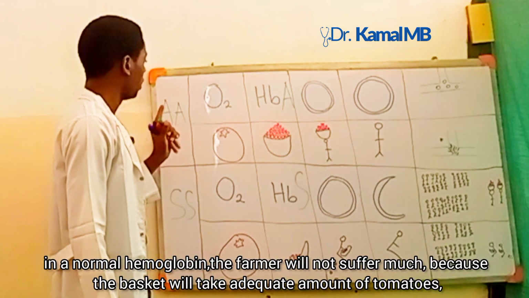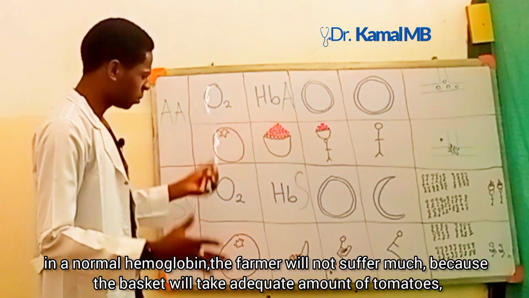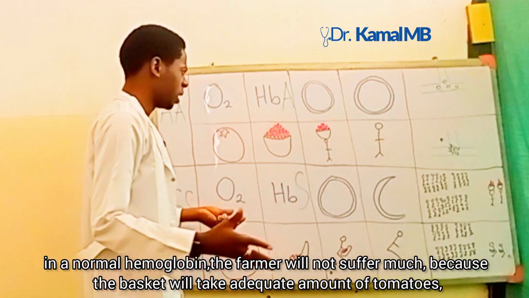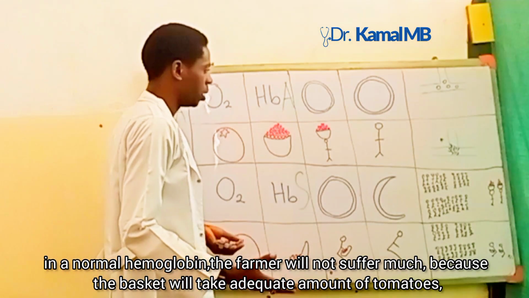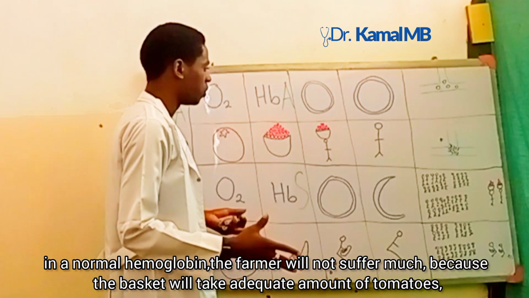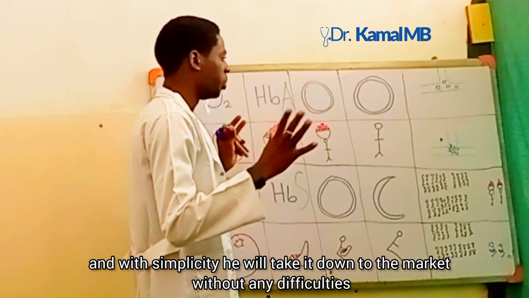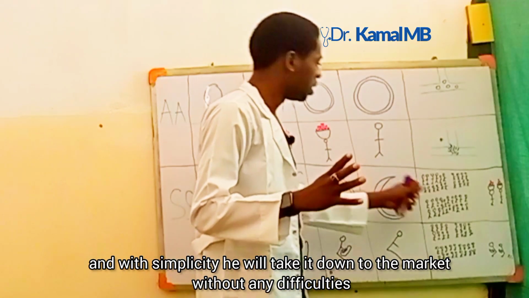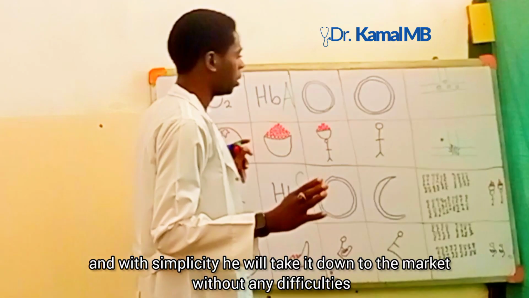So in normal hemoglobin, the farmer will not suffer much because the basket will carry an adequate amount of tomato, and with simplicity he will take it down to the market without any difficulties.